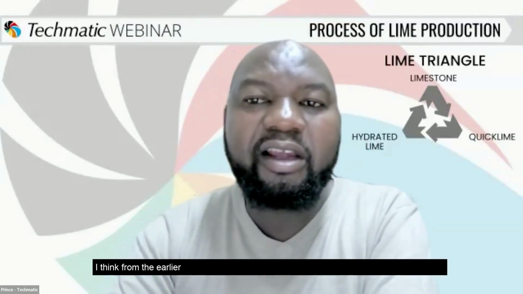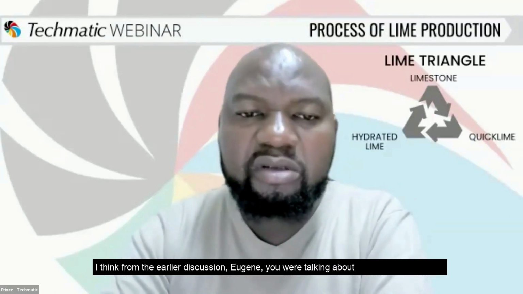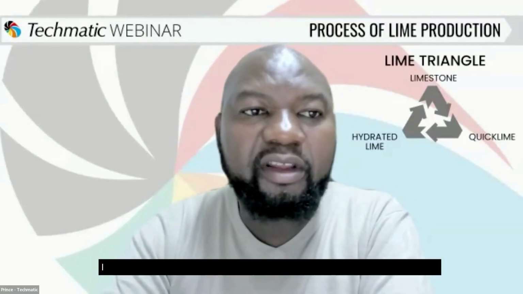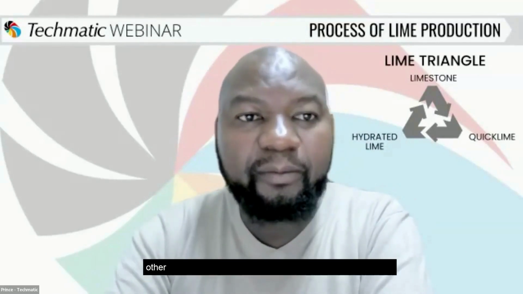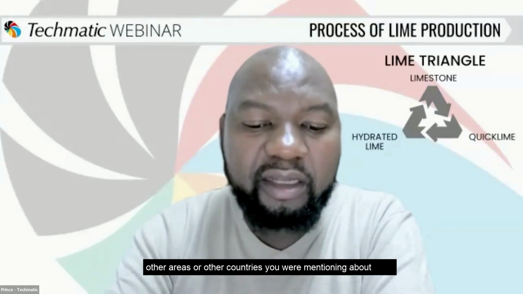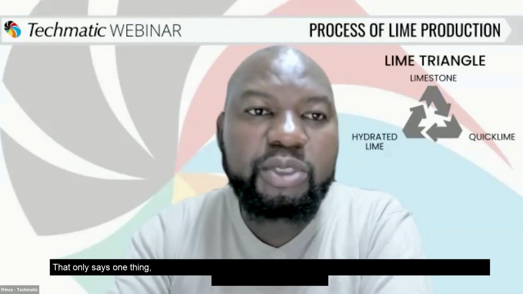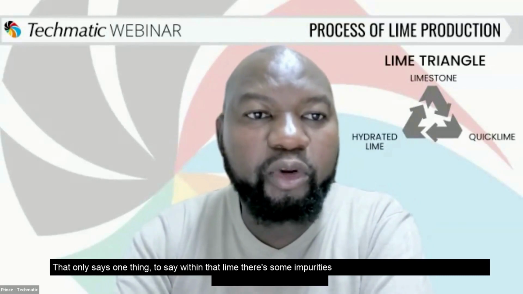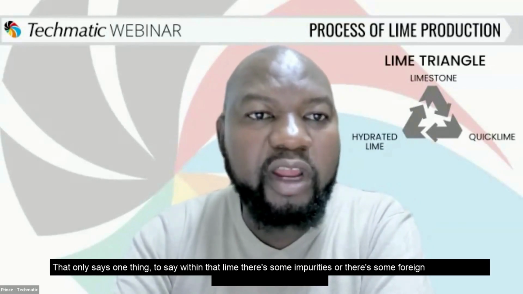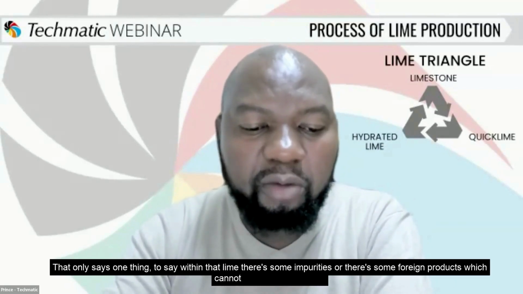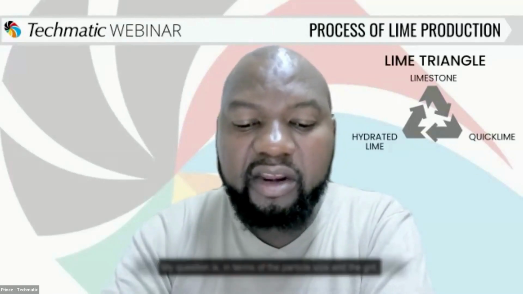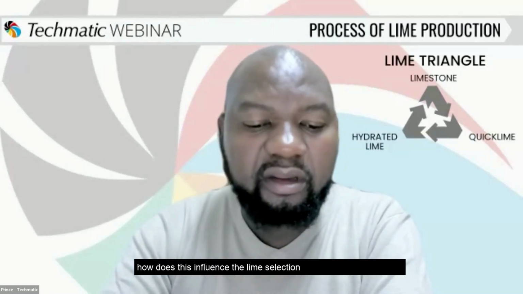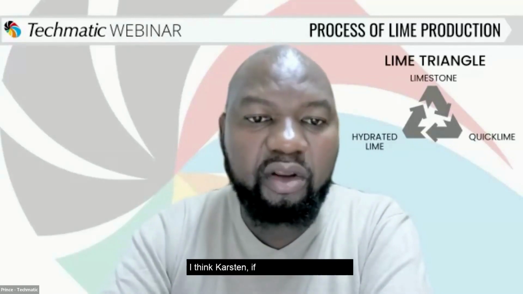I think from the earlier discussion, Eugene, you were talking about actual lime availability. I think you've mentioned a percentage in South Africa, maybe in the region of 95%. Other countries, you were mentioning about 99%. That only says one thing, to say within that lime, there's some impurities or some foreign products which cannot be classified as lime. So my question is, in terms of the particle size and the grades, how does this influence the lime selection for downstream process? Karsten, if you can go first on that.